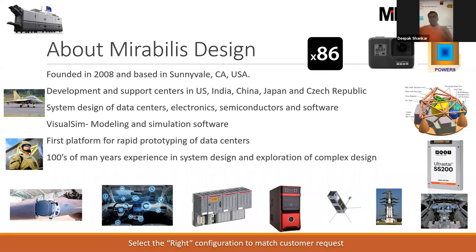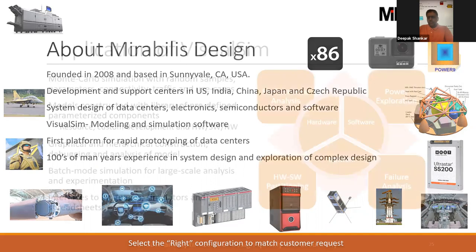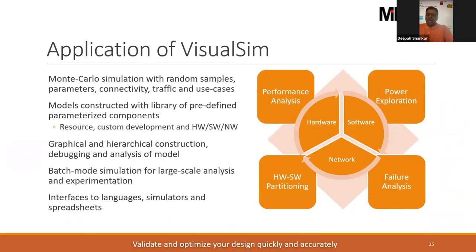Now, really, one of the key things is this is the first platform for rapid prototyping of data centers. So until today, you had network modeling of data centers, but never looking at the entire end-to-end attributes of a data center. That's what our solution is offering. Now, Visual Sim itself allows you to model the hardware, the software, and the network. This is what makes it unique. And this is also what allows you to get very comfortable because you get extremely high accuracy when you run your Monte Carlo simulations.